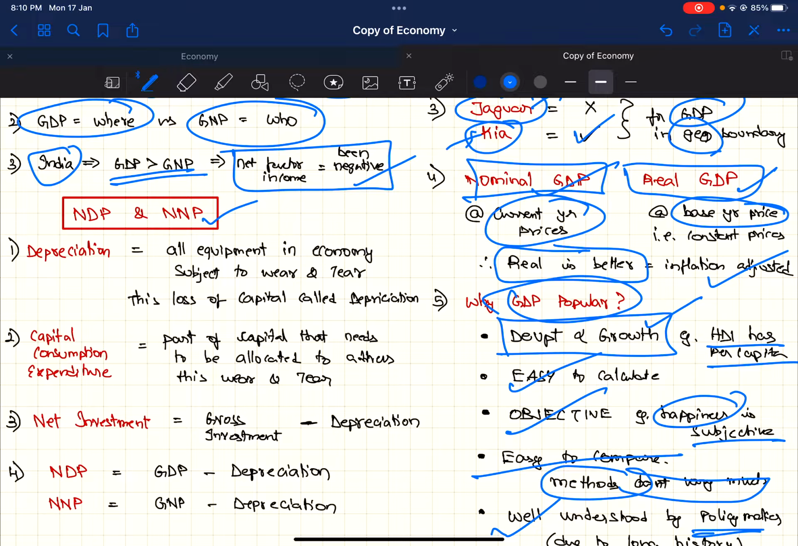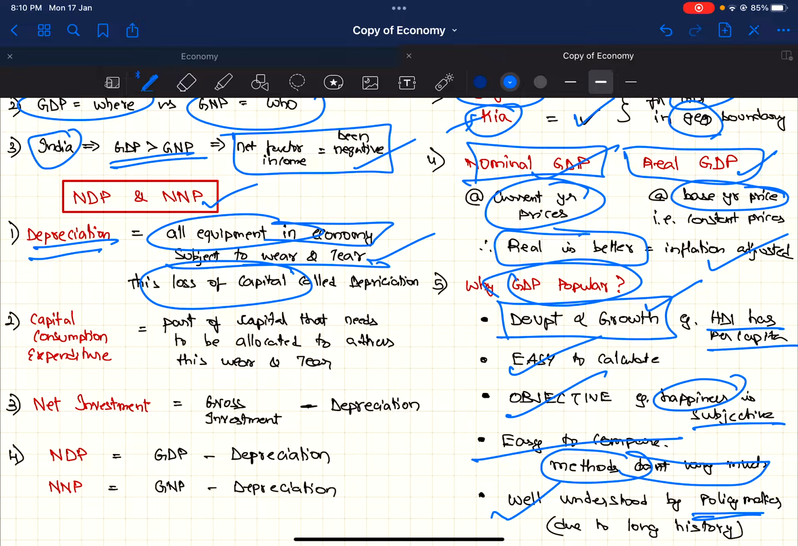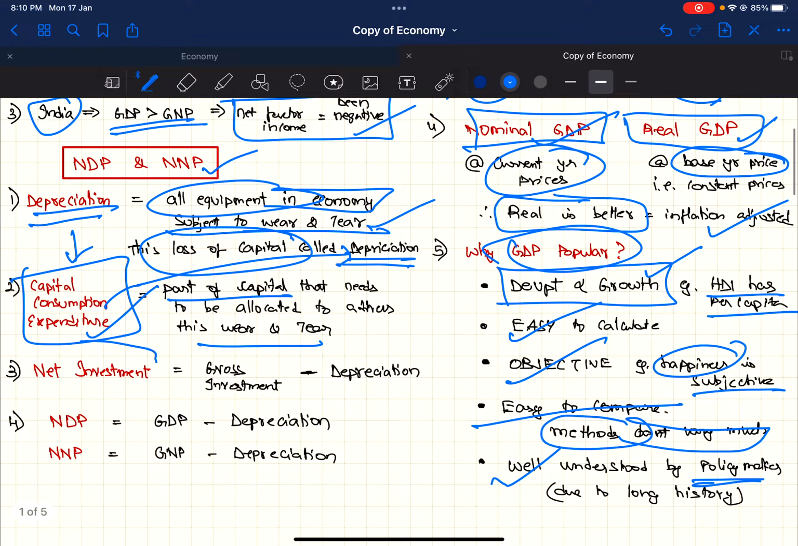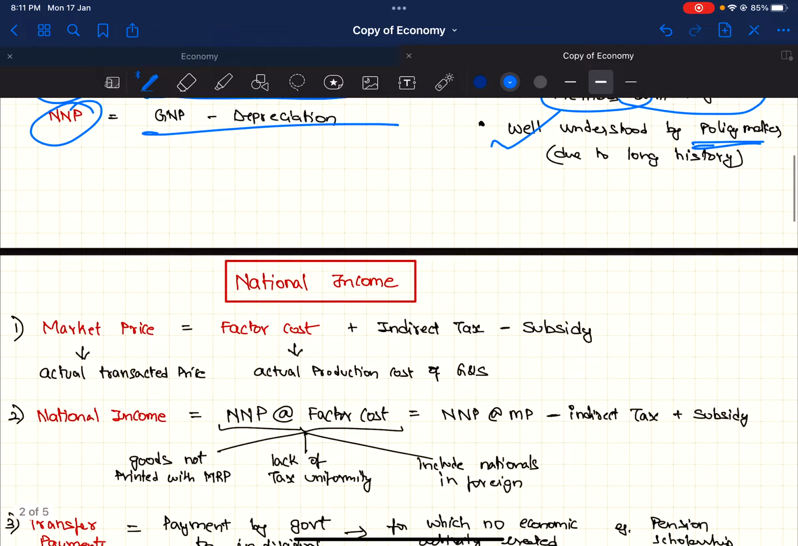And coming to NDP and NNP, first understand depreciation. All equipment in an economy will be subject to wear and tear. Because of this, a certain amount of capital is lost. This is called depreciation. The capital consumption expenditure is the part of capital that needs to be spent to address this wear and tear. Therefore, net investment is gross investment minus depreciation. NDP is simply GDP minus depreciation. NNP is GNP minus depreciation.